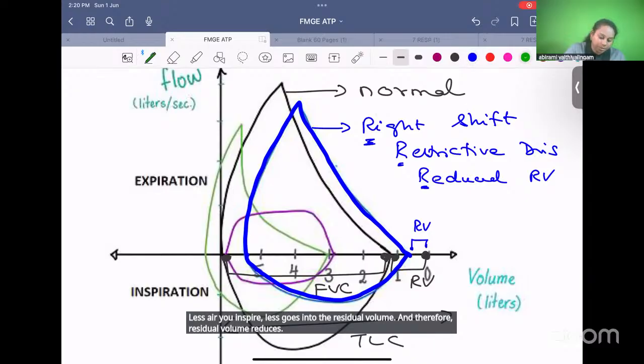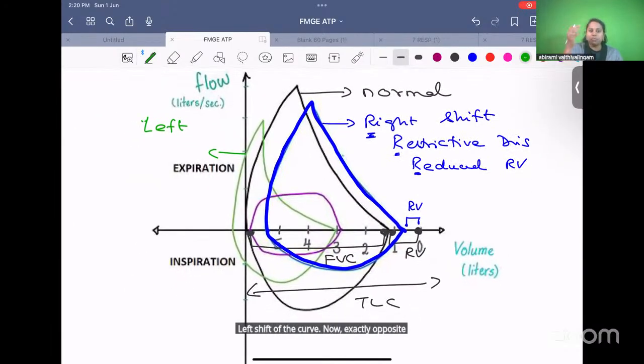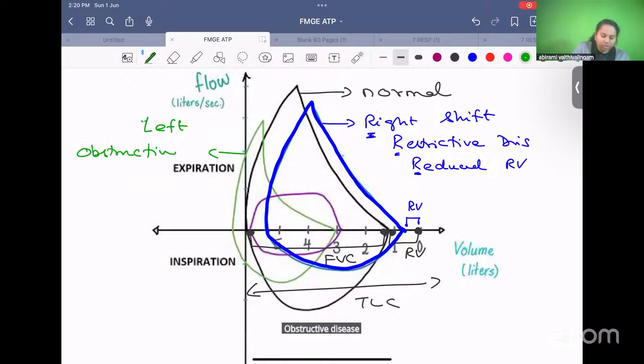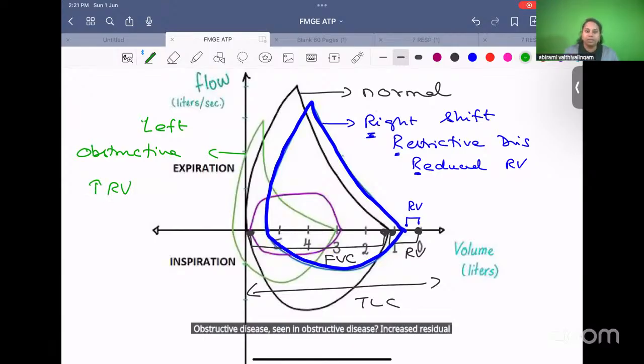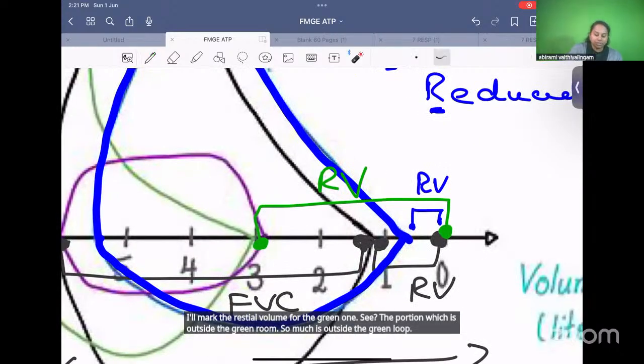Now the green curve, this is called left shift of the curve. Now exactly opposite. Quickly, what are the points for this? Seen in obstructive disease, increased residual volume. I'll mark the residual volume for the green one. See, the portion which is outside the green loop, so much is outside the green loop. So this much is the residual volume.